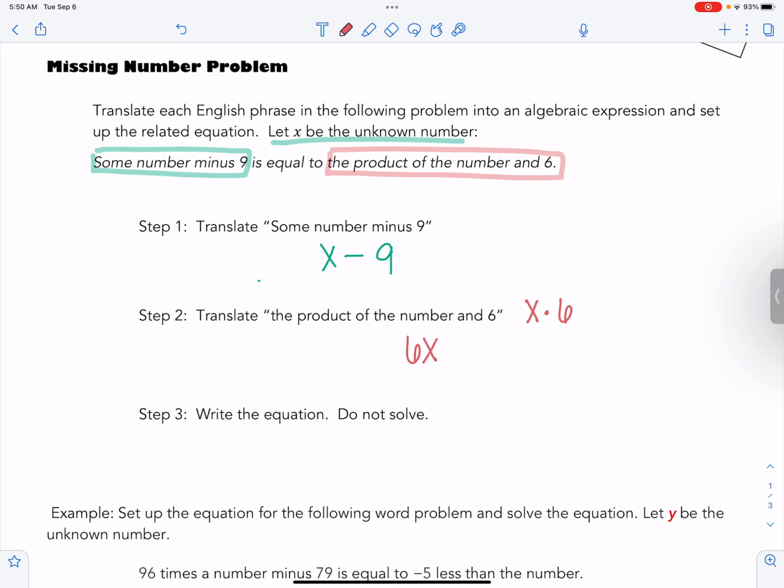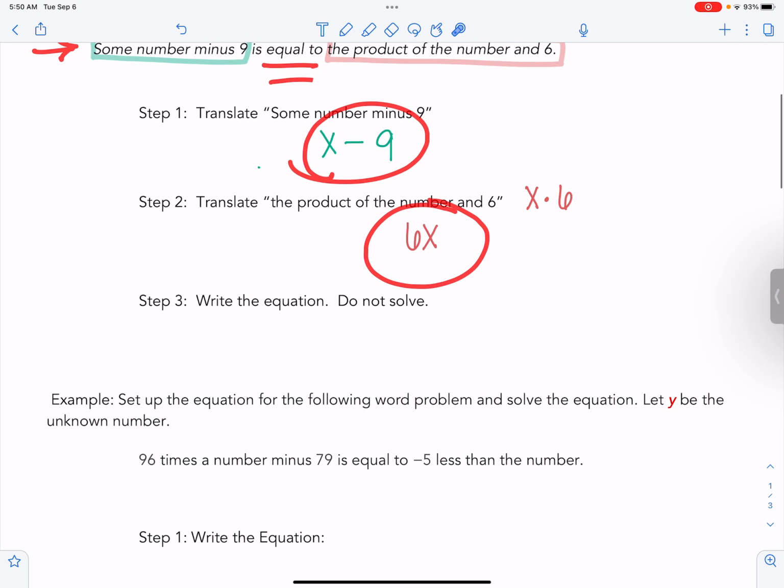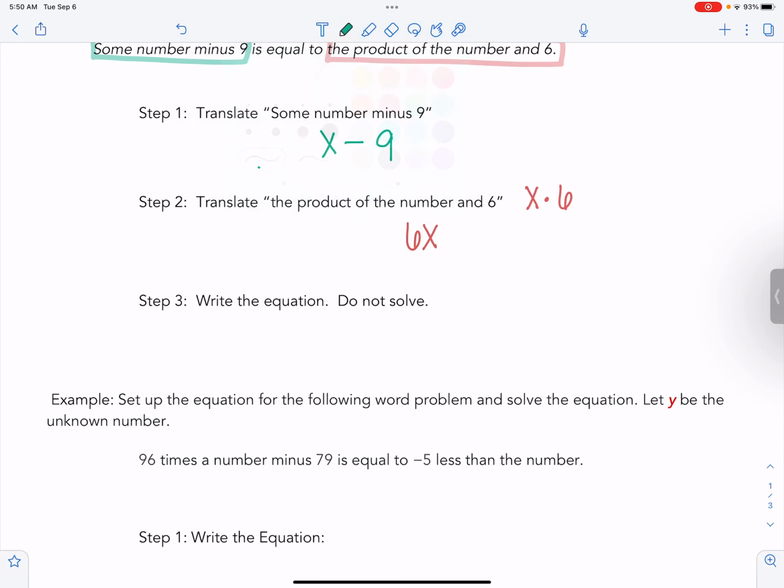And then step 3 says, write the equation, do not solve it. So let's go back to our original problem. Some number minus 9, step 1, is equal to the product of the number and 6. And so what I'm going to do is set these two pieces equal. x minus 9 is equal to 6x. And then that's going to be my equation. It says not to solve it, so I don't need to do anything else from that.